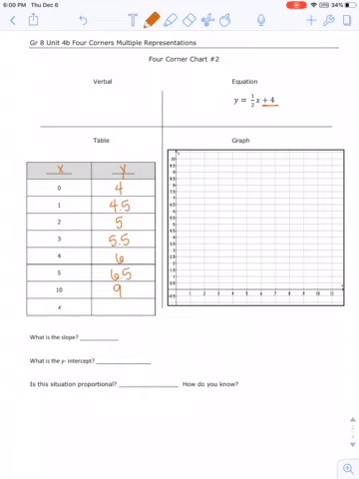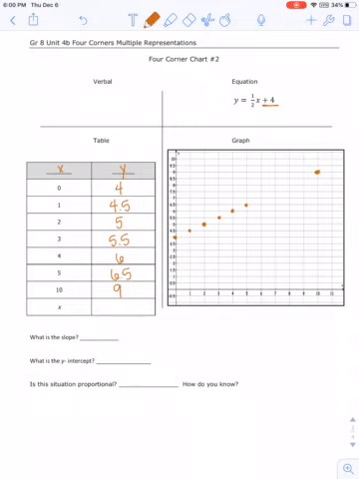So my y-intercept is 4. So when x is 0, y is 4. When x is 1, y is 4.5. When x is 2, y is 5. We continue going up by 5/10ths over 1, up by 5/10ths over 1, and then we're going to jump to 10 and jump up to 9, and I'm going to graph it correctly. So I'm going to jump up on 10 to 9. Okay. So there is our graph.